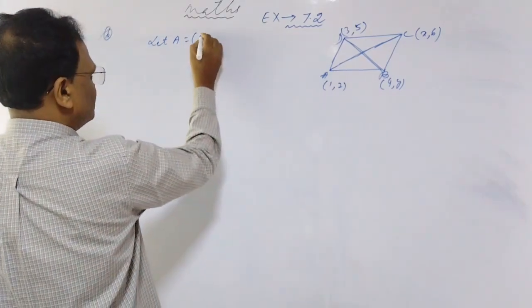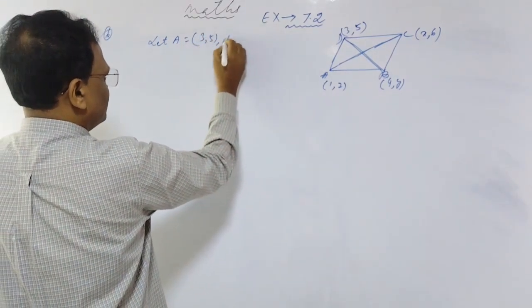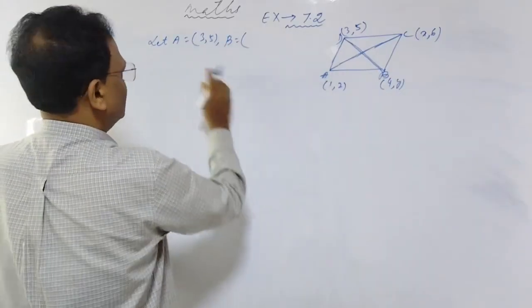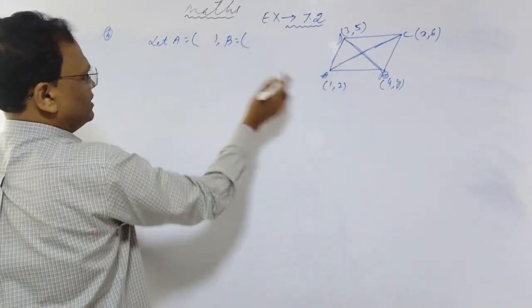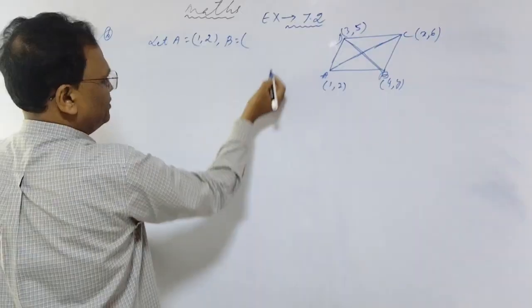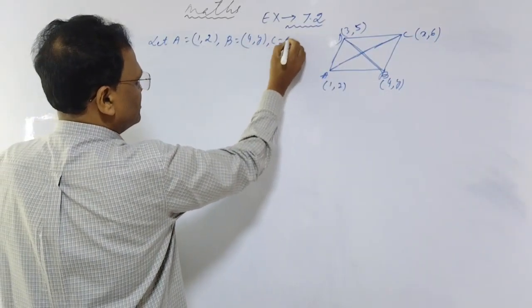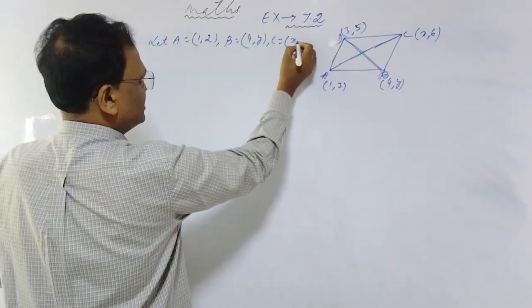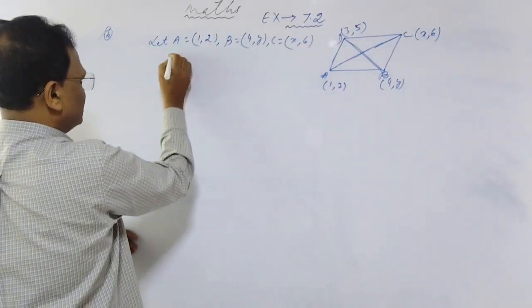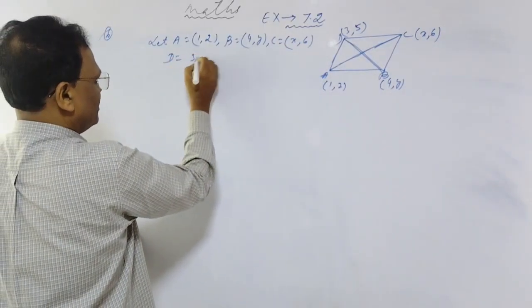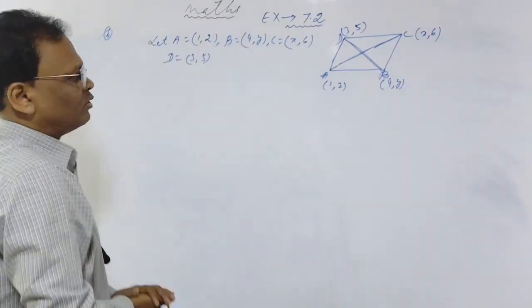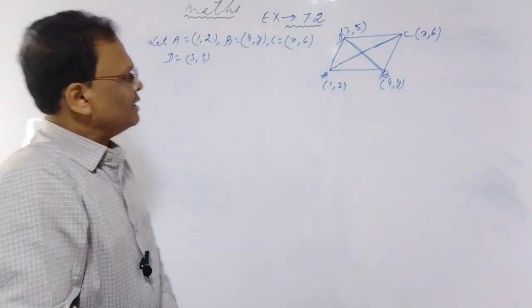A is equal to 1, 2, which I have taken. B is equal to 4, 5. C is equal to x, 6, I have taken. And D I have taken as 3, 5. These are the coordinates of the points I have considered.